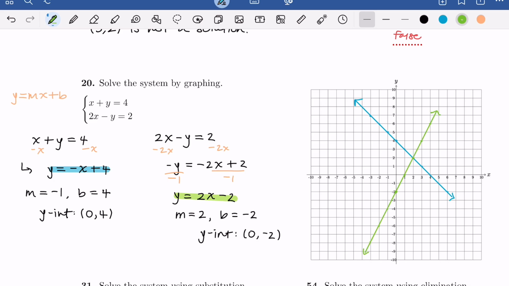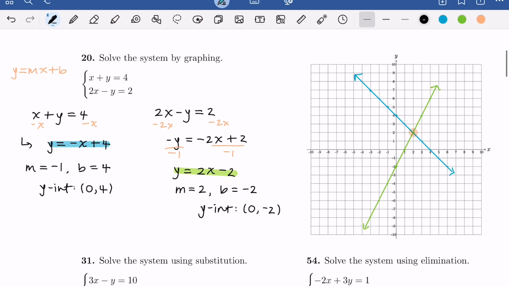Now remember, the point of intersection is going to be the solution. So the point of intersection between these two lines here is given by 2 comma 2. So we'll say our solution set in set notation is going to be the ordered pair 2 comma 2.